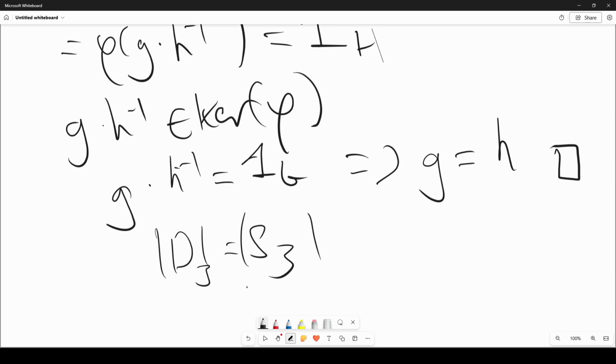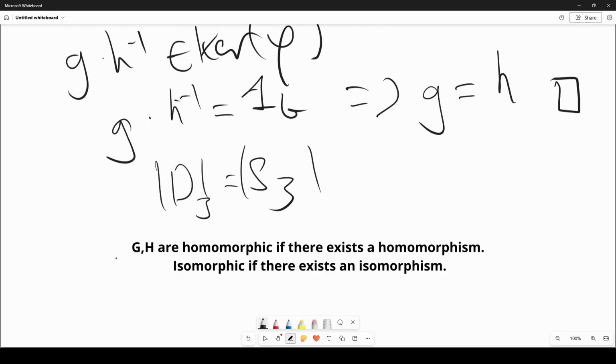And I don't know if I mentioned this before, but if there's a homomorphism between two maps, or two groups, then those groups are homomorphic. And if there's an isomorphism between two groups, those two groups are isomorphic.